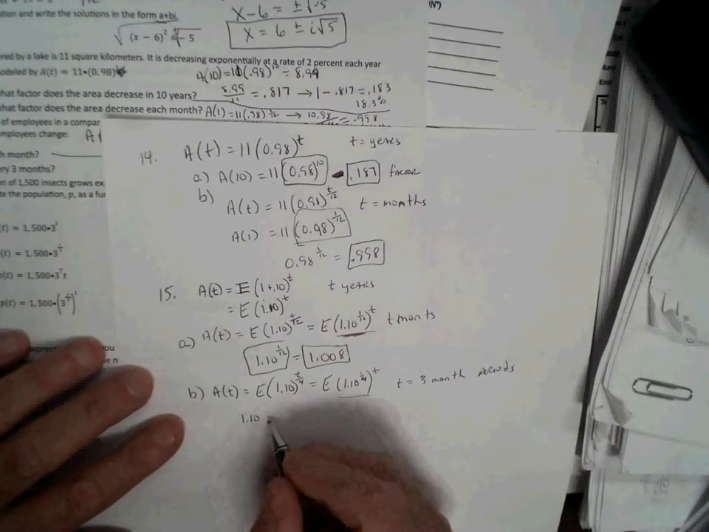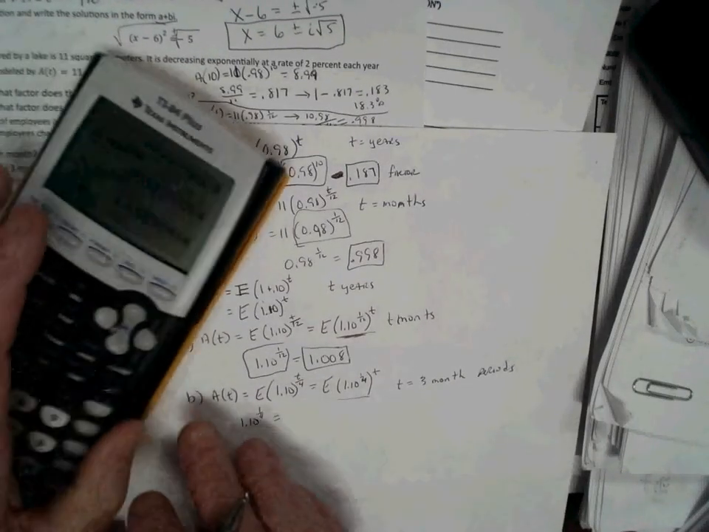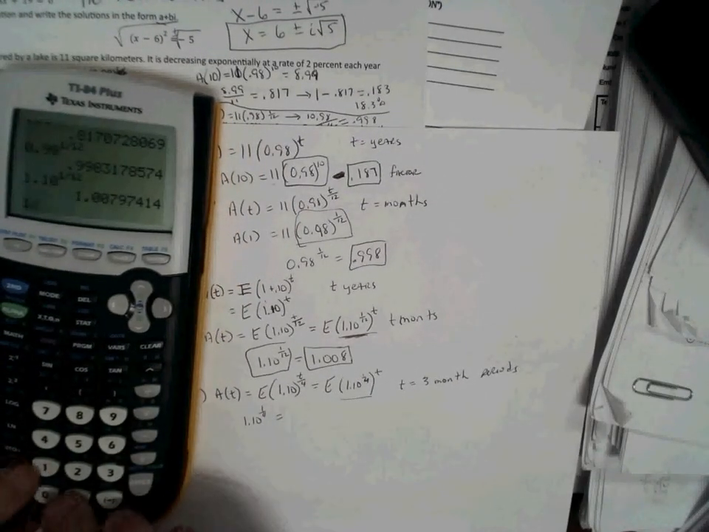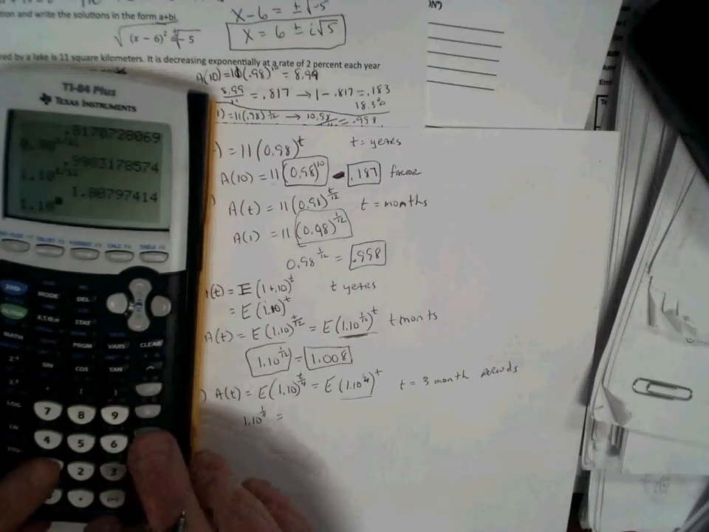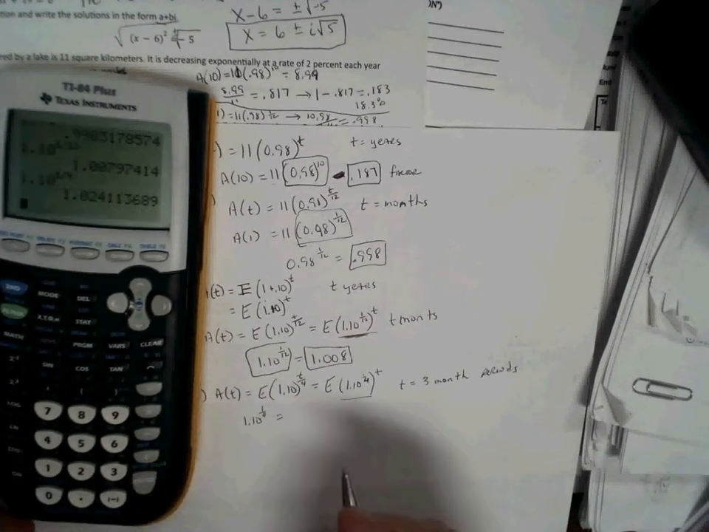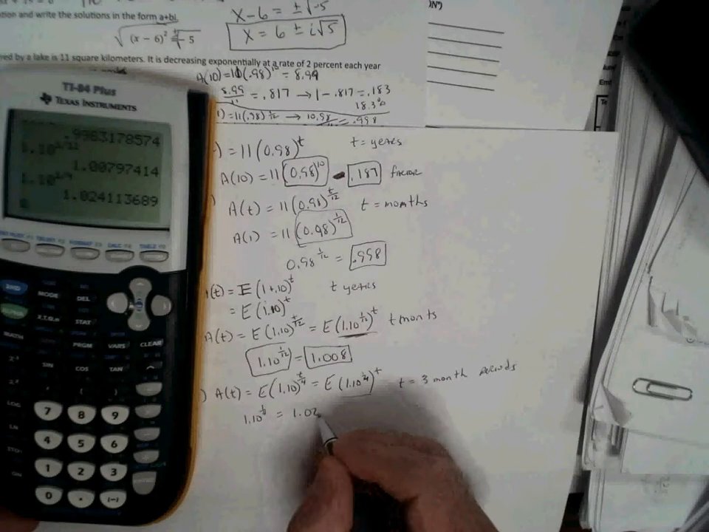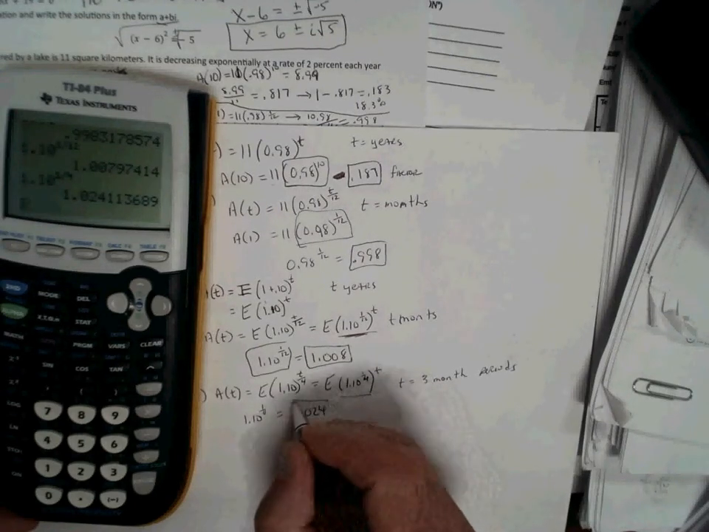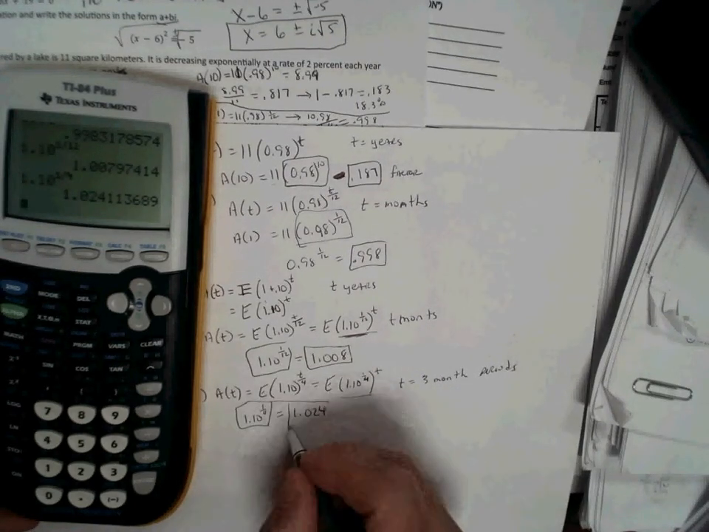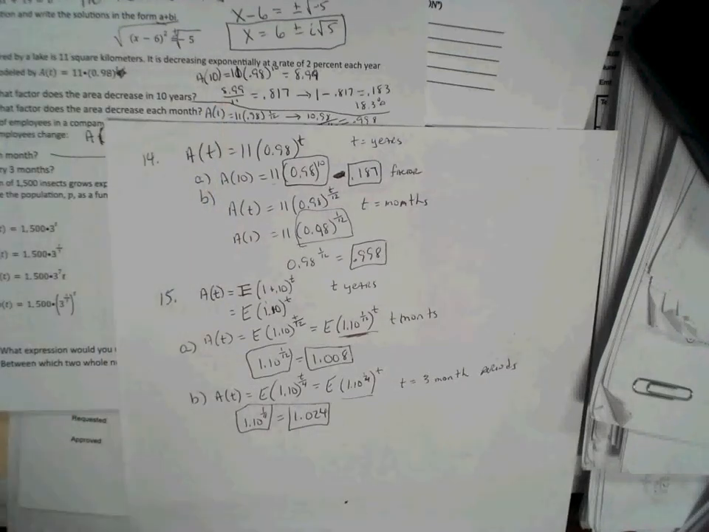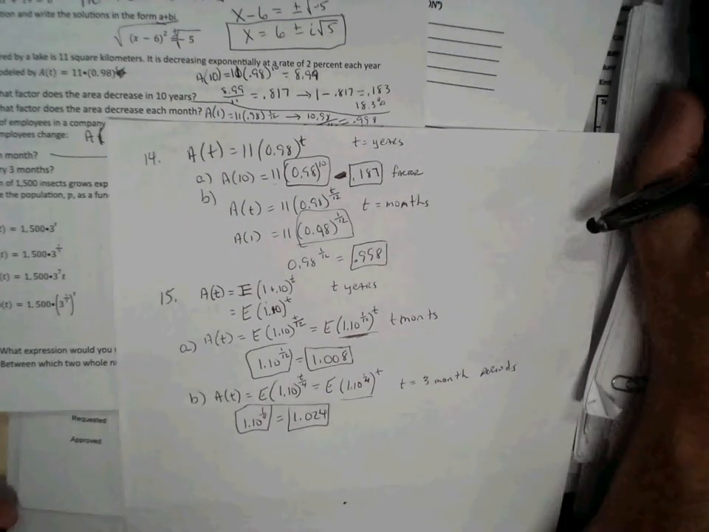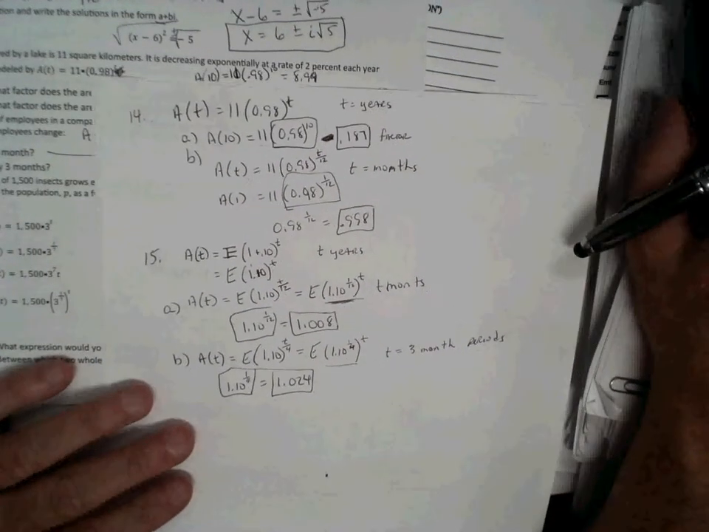And this is our factor, 1.10 raised to the 1/4, and that will equal 1.024. Either one of those will suffice for your answer on Part B. I'm going to stop the video now for number 14 and 15.